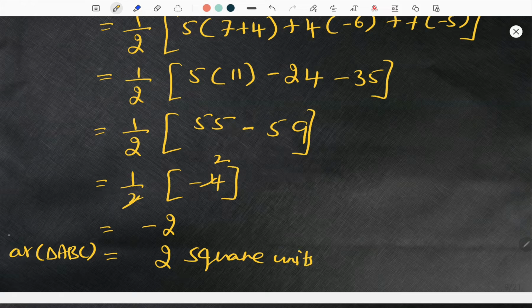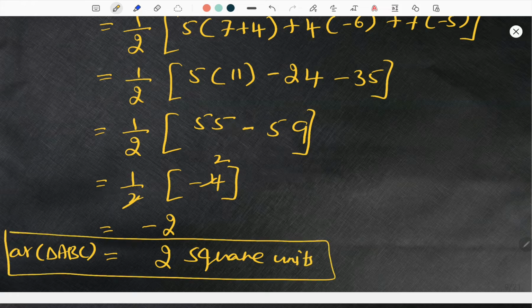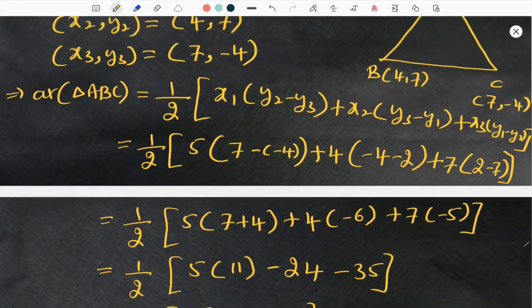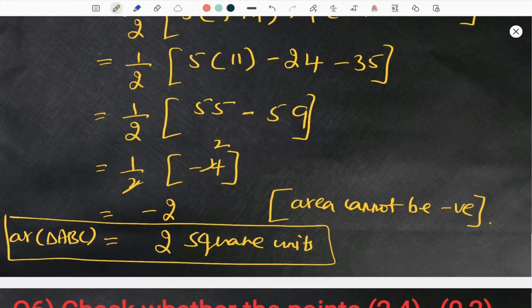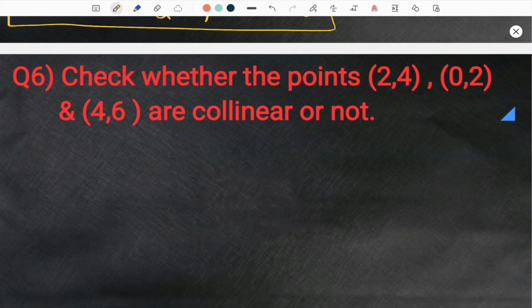2 square units. Alright, so here you can write one reason also. Area cannot be negative. Okay, just to strengthen your answer. Alright, it is a direct game of formula. You have to put the formula and you have to find out the answer. Alright, moving forward to the next question.